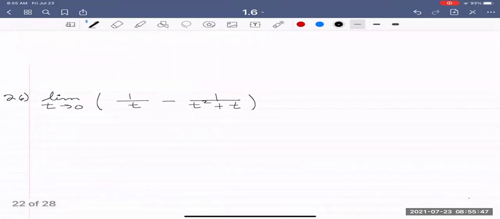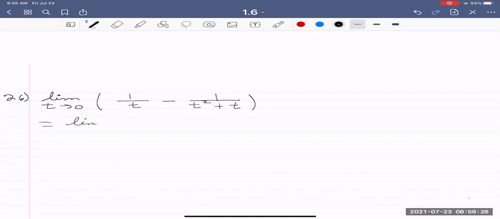Problem number 26. Limit as t approaches 0 of 1 over t minus 1 over t squared plus t. Well, if t is 0, I'll get 1 over 0. That doesn't make any sense. Minus 1 over, well, 0 again. So I've got something that's undefined minus something else that's undefined. Certainly that's undefined. So let's try to simplify this.